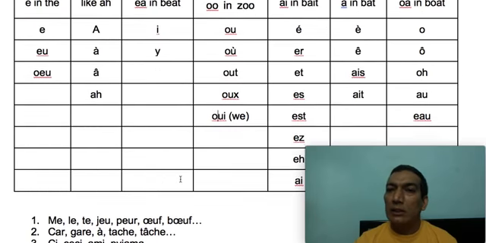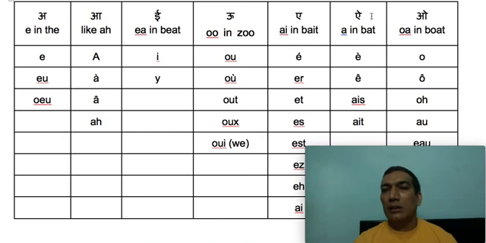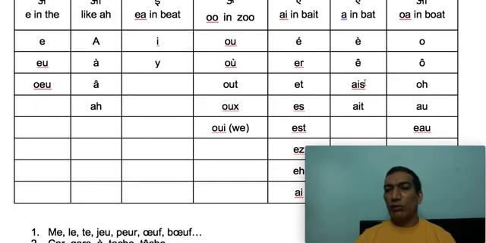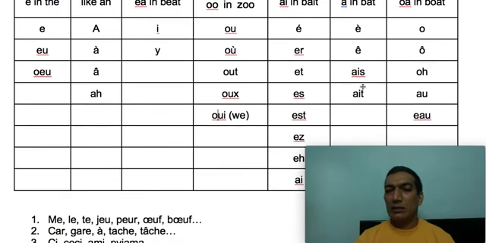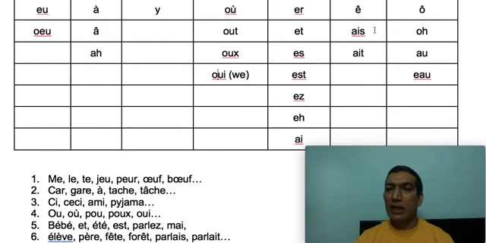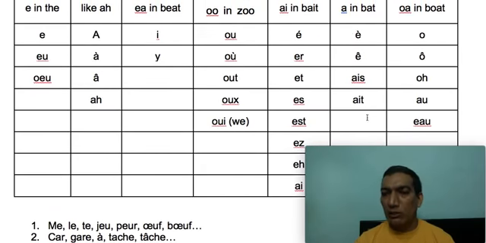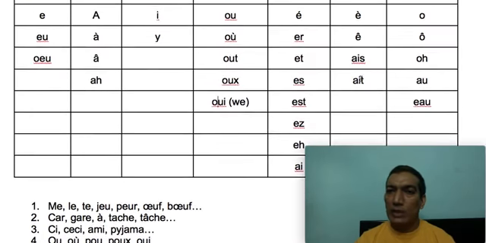Okay. The next sound is E, or in English like "bat." So accent grave and accent circonflexe, both of them are pronounced like this. Then you also have at the end of the word ES, and ET. Just remember that ES and ET are also this sound. So whenever you see these combinations, you will pronounce them this way.